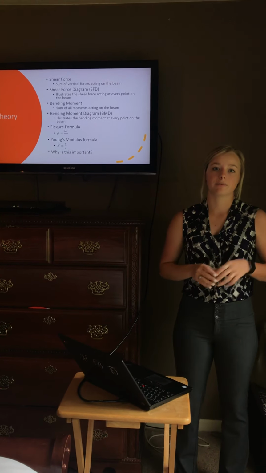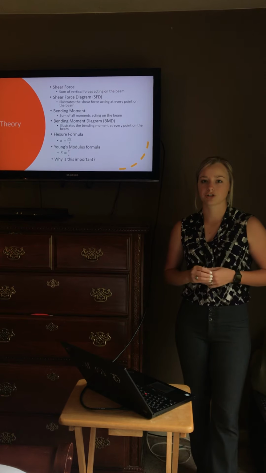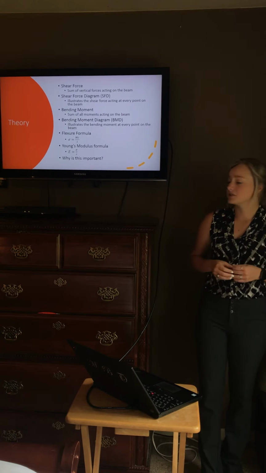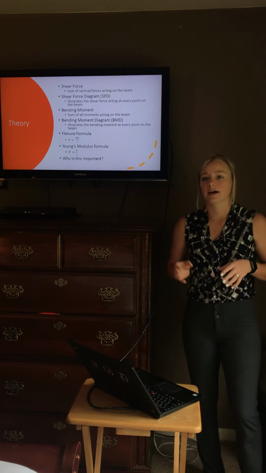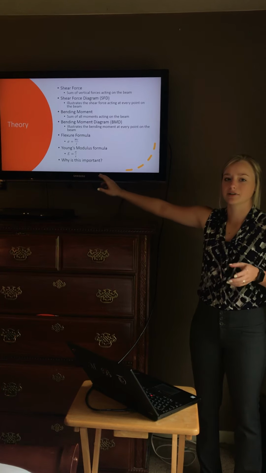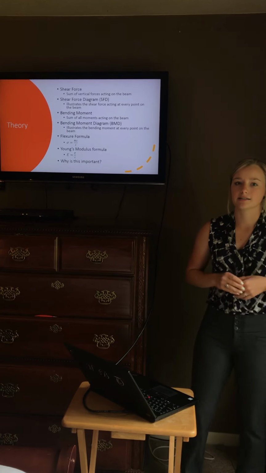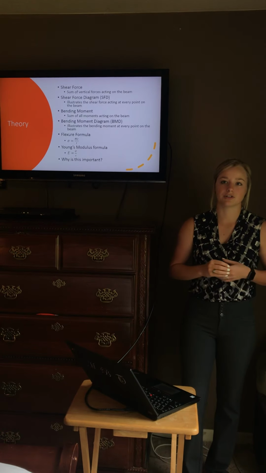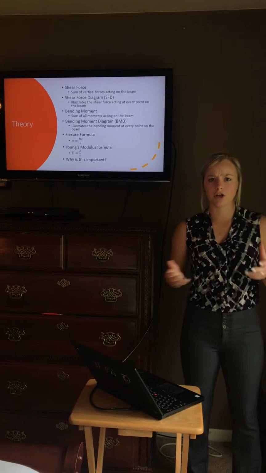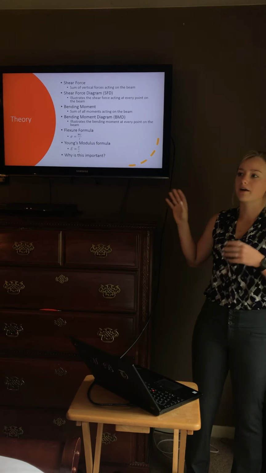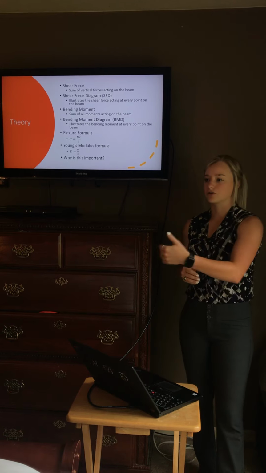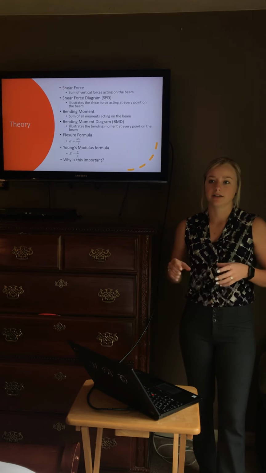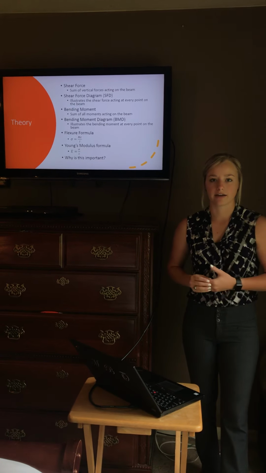For this experiment, it was a rectangular beam, so the moment of inertia was calculated by the formula 1/12 BH cubed. And then also we have the Young's modulus formula. So Young's modulus E is equal to sigma over epsilon, where sigma is the stress and epsilon is the strain. So Young's modulus is used in a variety of applications and reasons. That's why this is important. If you have a certain stress that the beam is going to experience, you use Young's modulus to make sure that it can withstand that given load.